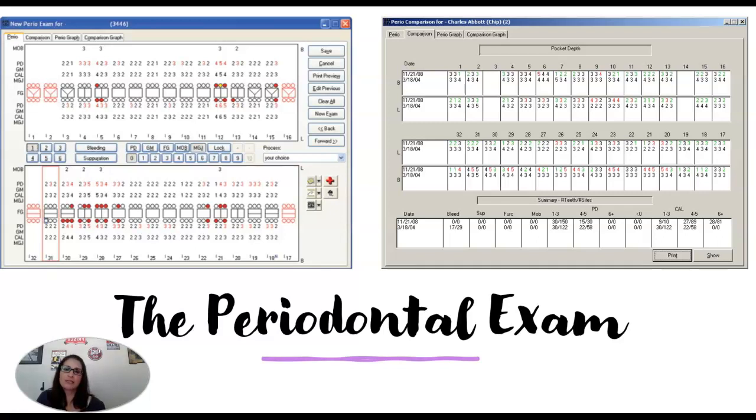So it can be done in conjunction with the new patient exam, where we're already going to be documenting what's existing, what treatment needs to be done. We're looking at pocket depths to determine what type of cleaning the patient is going to have to be scheduled for, or it can be done on its own, either with the dentist or the dental hygienist.